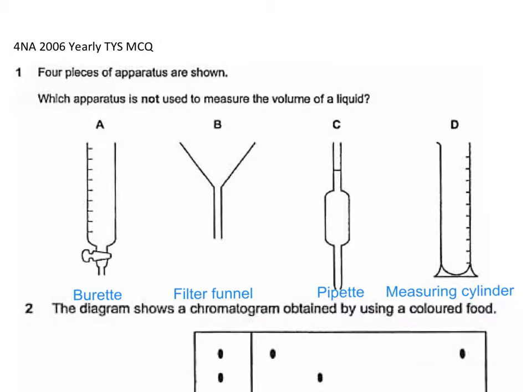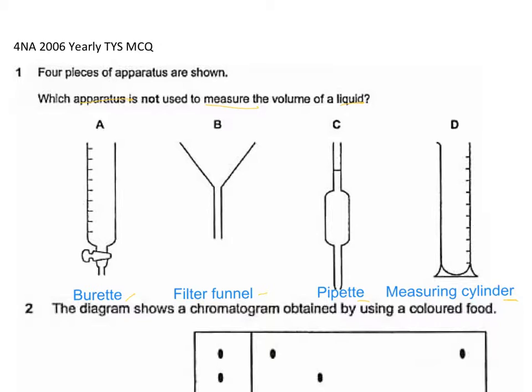Hi everyone, let's do 4A, year 2006 MCQ. Question 1. Which apparatus is not used to measure volume of a liquid? A, a burette is shown, followed by a filter funnel. C is a pipette, and D is the measuring cylinder.